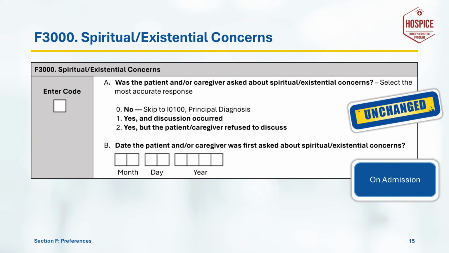And finally, the date that is entered here is the date that the hospice first discussed or attempted to discuss the patient's preference. Multiple discussions regarding the patient's preference may be documented in the clinical record, but the date entered here is based on the first dated discussion about the patient's preference.